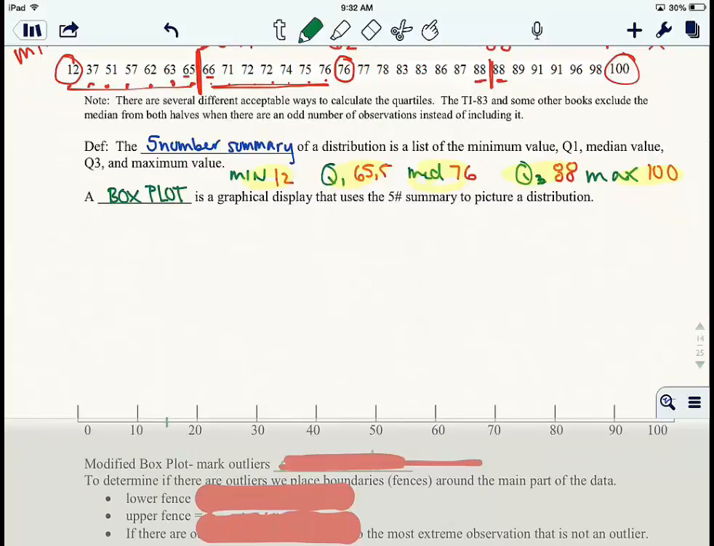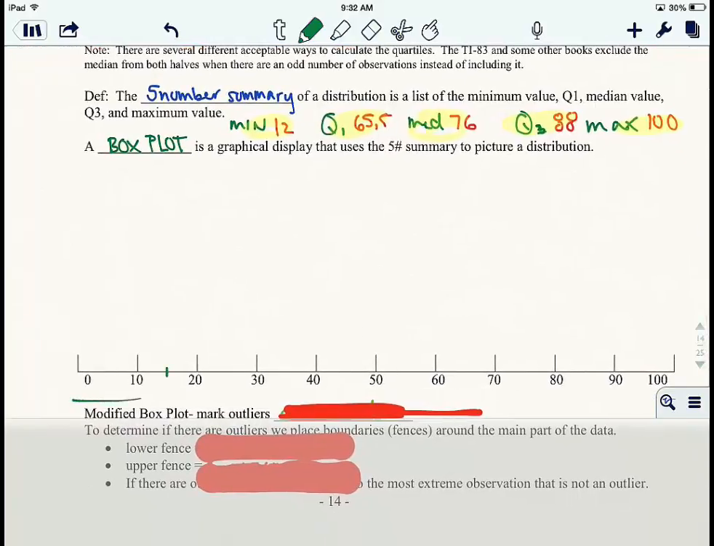And I'm going to use them to build a box plot, which is a graphical display for the 5-number summary. So notice here that I have a scale. I'm going to plot these numbers. So I've got 12.